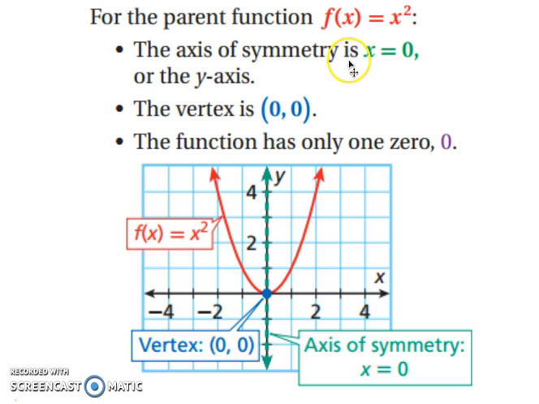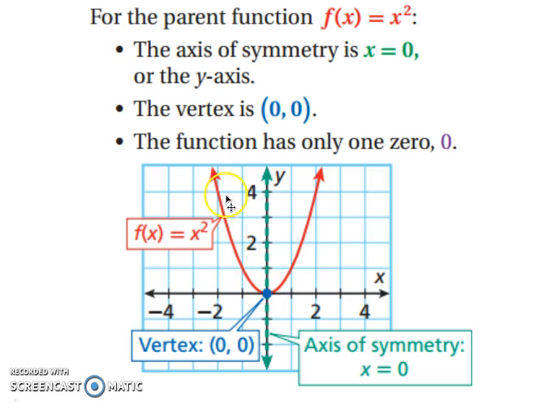The axis of symmetry is going to be x equals 0. So your axis of symmetry is your y-axis for the parent function. Your vertex is going to be at 0, 0. And the function is only going to have that one zero, and it's at 0.